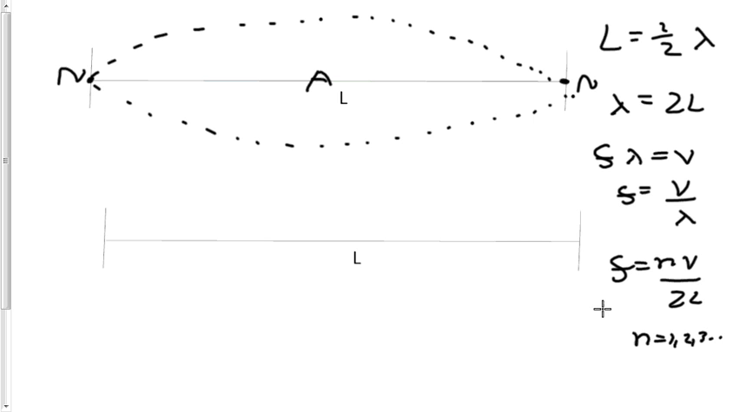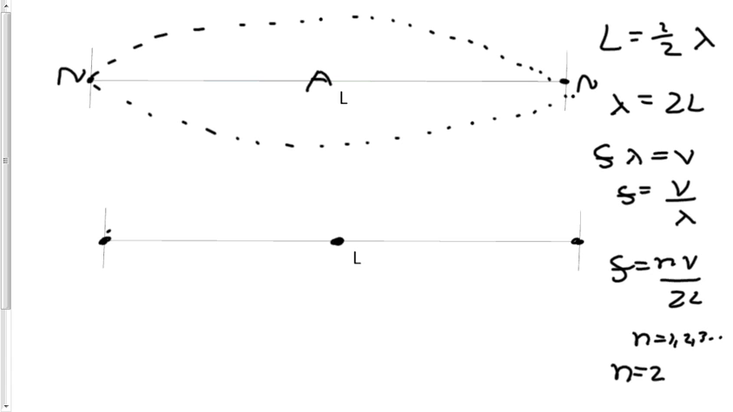Now what if we let n equal 2? Well, plugging in 2 here, 2 over 2 does cancel out. Therefore, we should have one whole wave then inside our string. So let's look at that. So we have a node here, and then we have a node here. We're going to end up with another node in the middle, and we have to have an antinode as well.